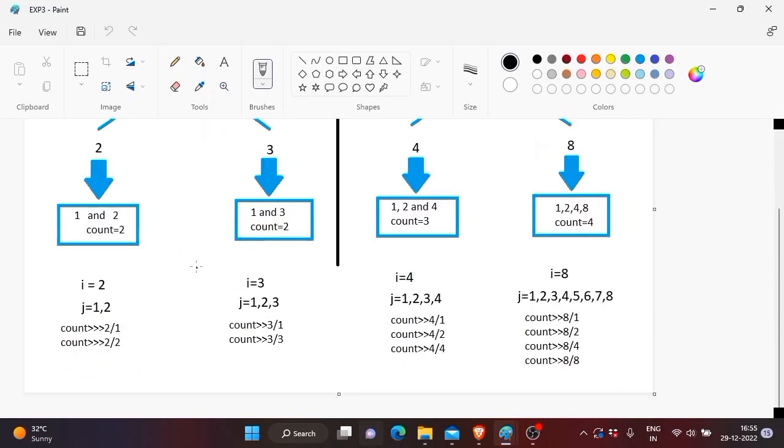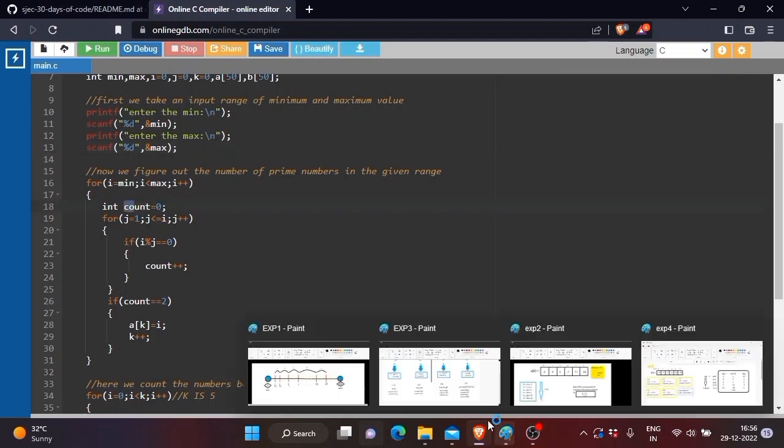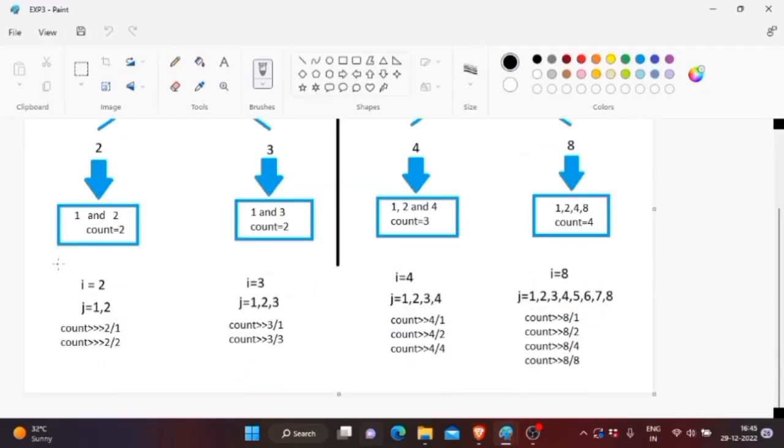So how are we going to find it? Moving back to our code, we use a for loop for i equal to minimum to i less than maximum, in this case 1 to 50. Count is 0. For j equal to 1, j less than or equal to i, j plus plus, j starts from 1 to that particular number. For example, for 2, j will go from 1 to 2. In the case of 4, j will go from 1 to 4. In the case of 8, j will go from 1 to 8.